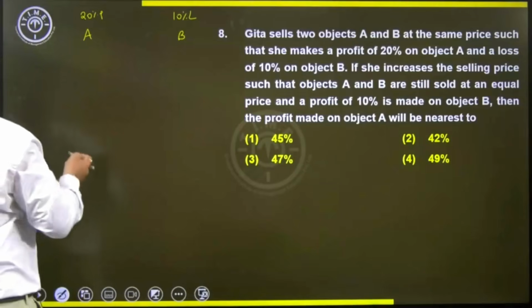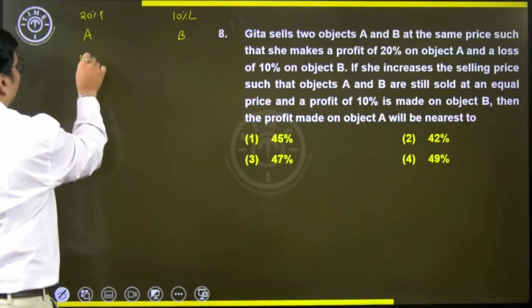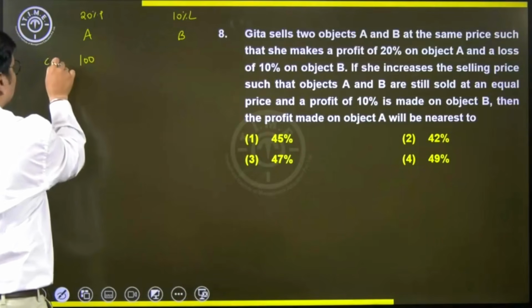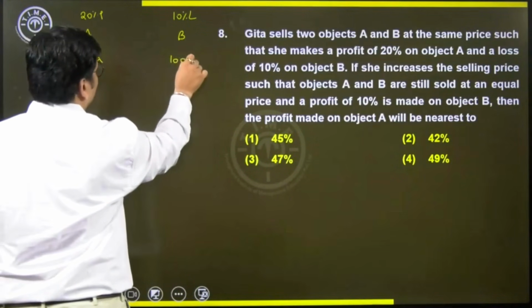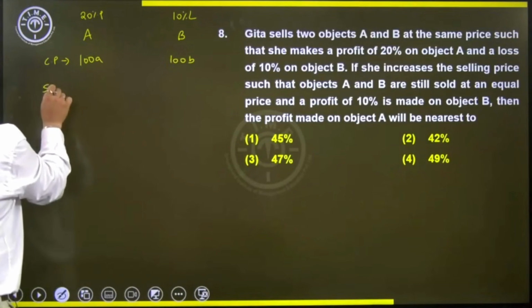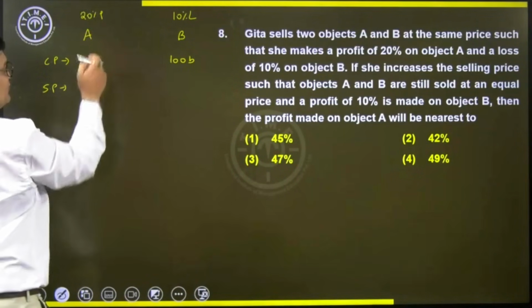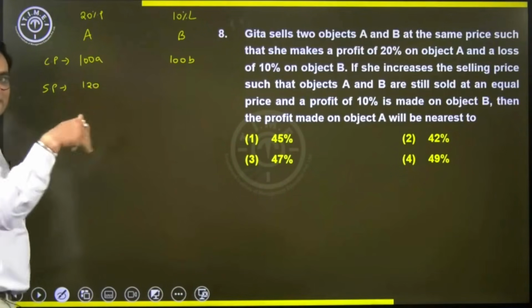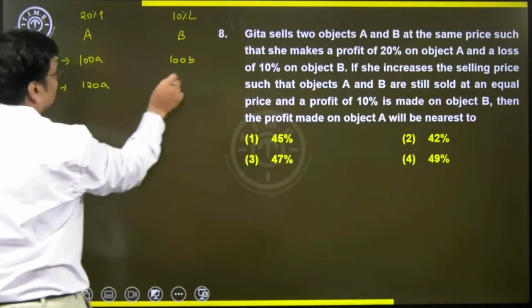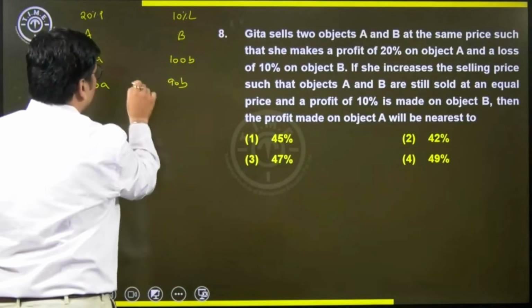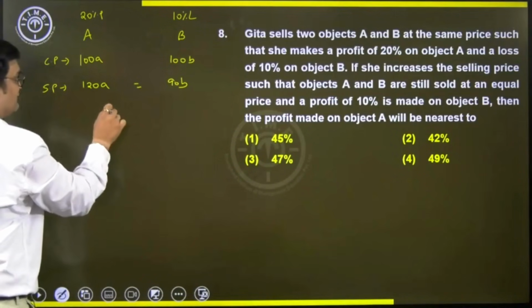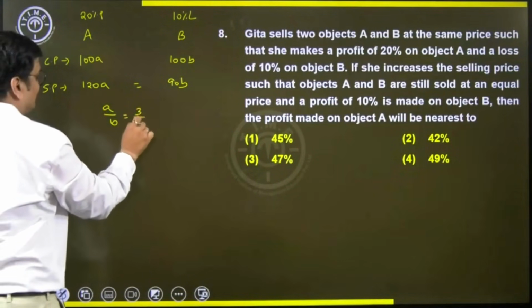So, please understand, if I take the cost price of A to be 100A and the cost price of B to be 100B. So, what will be the selling price of A? It will be 20% more than this, right? Since 20% profit is being made, 120A, and the selling price will be 10% less, so 90B. Both should be equal. So, when you simplify, A by B will be 3 by 4.